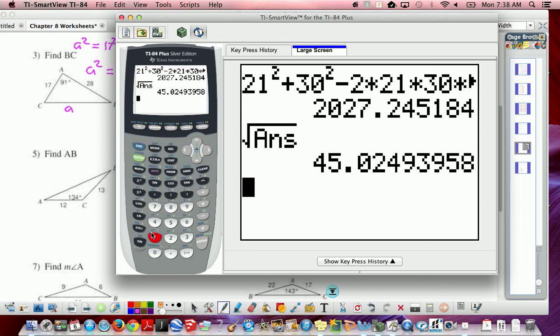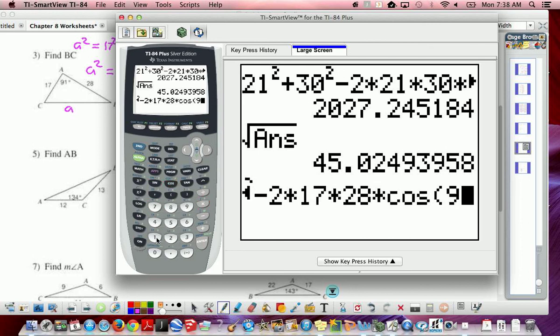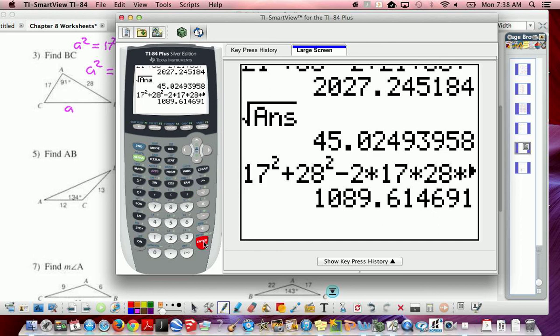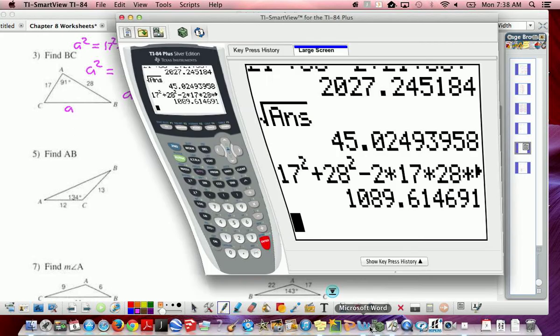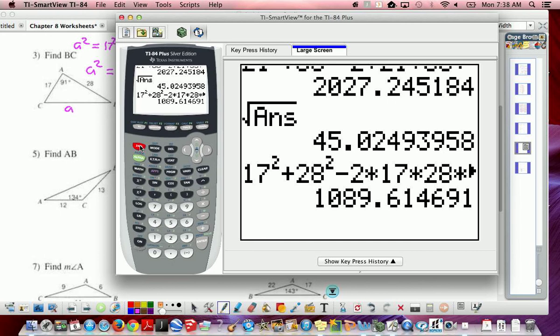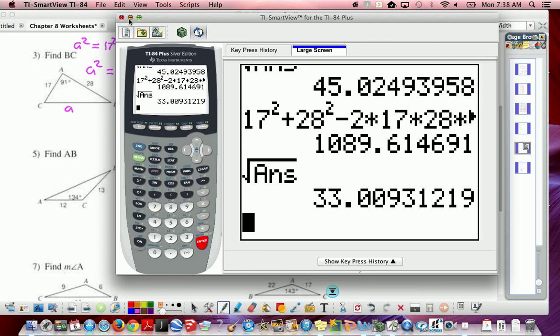So on number 3, 17 squared plus 28 squared minus 2 times 17 times 28 times cosine of 91 degrees. So I get 1089.61 dot dot dot. So if I take the square root of that, which I didn't do for you, but I'll go back to it, square root of my answer, 33.0.